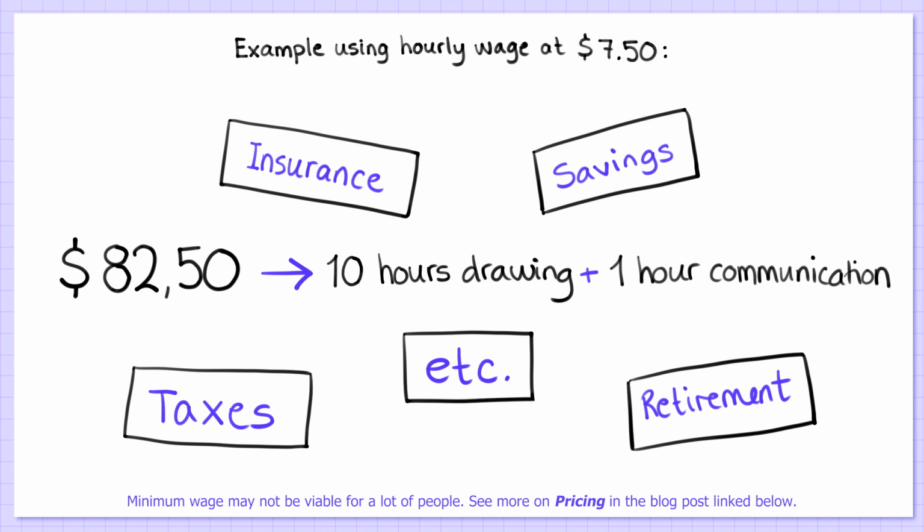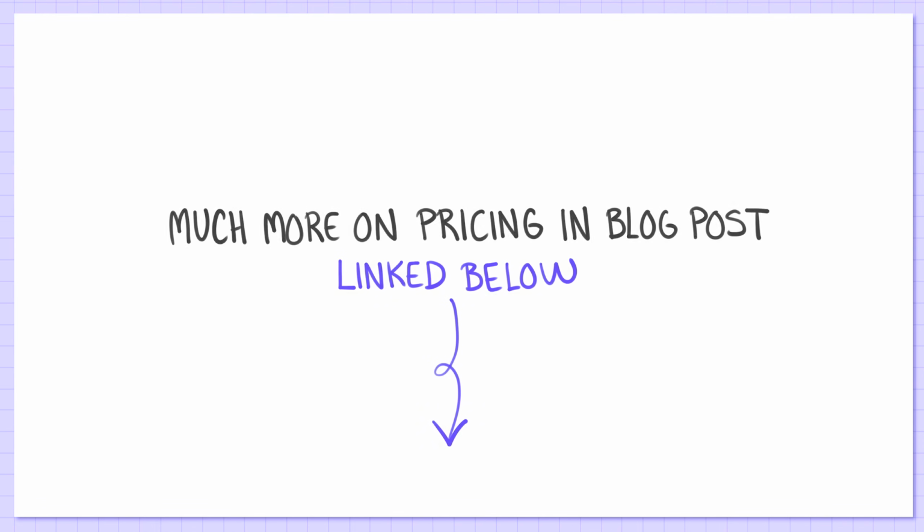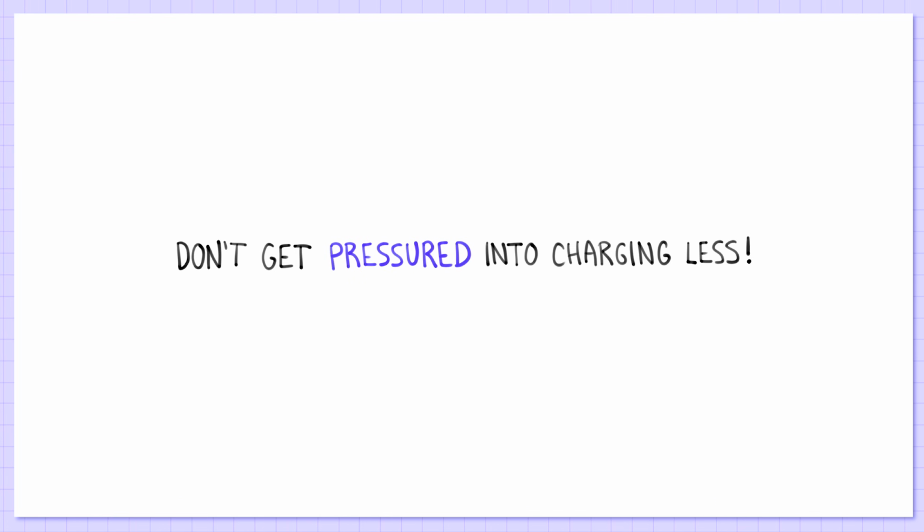Because remember, the $82.50 is only for the time spent on the commission and 1 hour talking to the client. You still have to think about taxes and being able to put money aside if this is your job. It's less relevant if you are less or not at all dependent on the income from your commissions, of course. So aside from the calculation I just presented, here is some general advice I like to give when I'm asked about pricing commissions. Don't get pressured into charging less for your art.